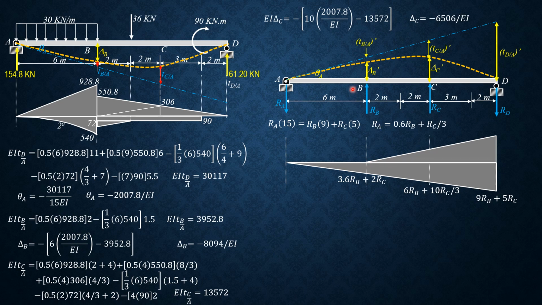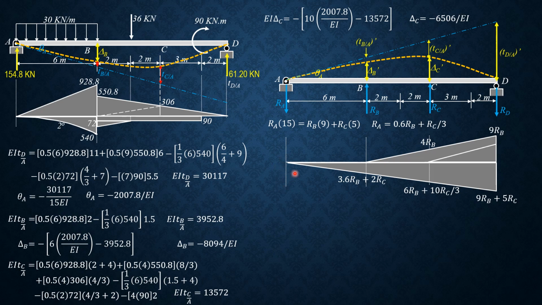Then the moment of RB is 9 RB here, triangle, over EI. So RB times 4, so 4 RB, but here RB times 9, so 9 RB. Then RC times 5, so 5 R sub C.